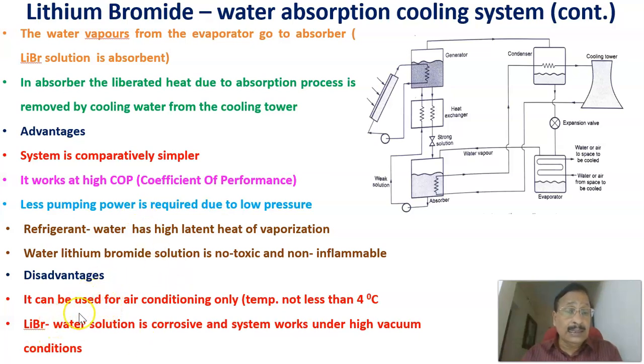The disadvantage is that it can be used for air conditioning only. It cannot be used below 4 degrees centigrade, only above 4 degrees centigrade. Therefore, it cannot be used for refrigeration purposes. It can be used for air conditioning only, because it cannot reach a temperature less than 4 degrees centigrade. Another disadvantage is that the lithium bromide water solution is corrosive and the system works under high vacuum condition.